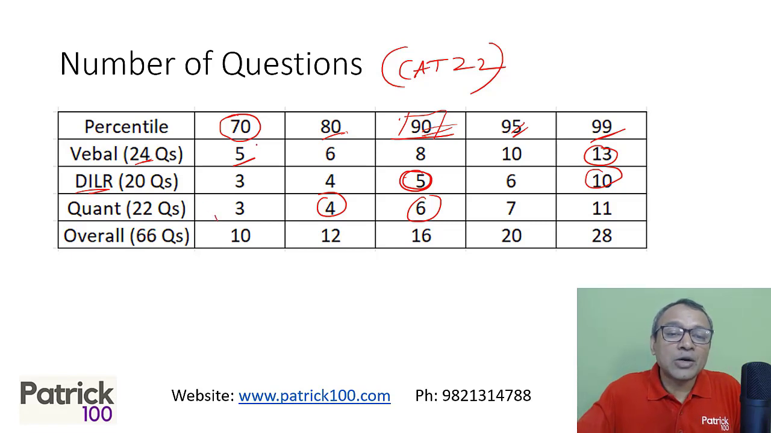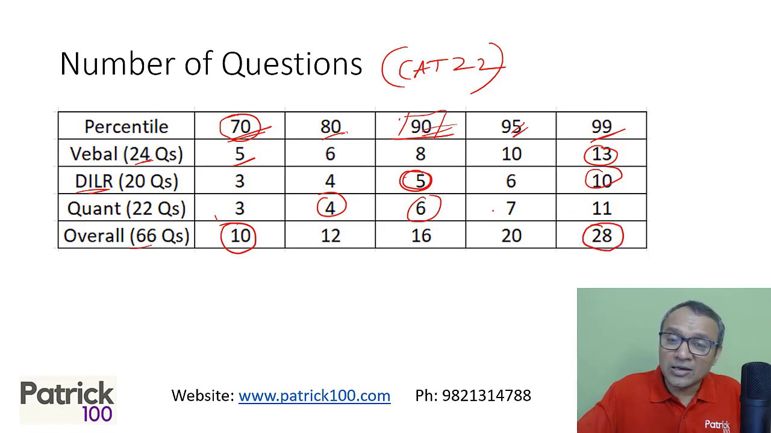This is for overall. If I'm looking at an overall 70 percentile, 10 questions correct out of 66 would give me a 70 percentile, assuming no incorrect. For an overall 99 percentile, I need 28 questions correct. For 95 percentile, I require 20 questions correct. So you can plan your paper accordingly.